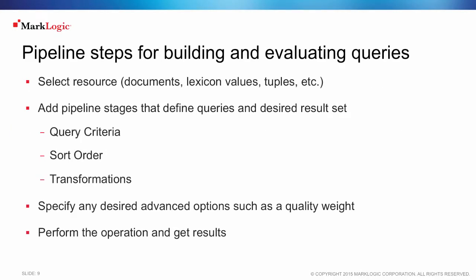There are four main pipeline steps for building and evaluating queries. First, select a resource such as documents, lexicon values, tuples, etc. Add pipeline stages that define queries and desired result sets, such as query criteria, sort ordering, and transformations. Specify any desired advanced options, such as quality weight. Perform the operation and get results.